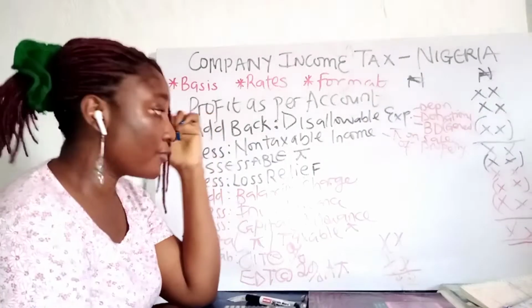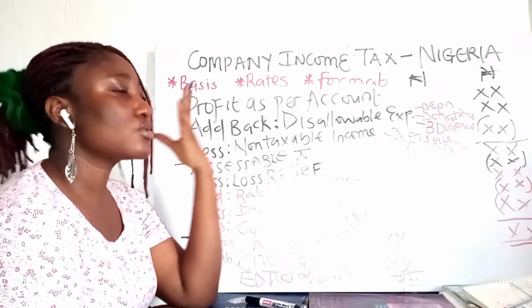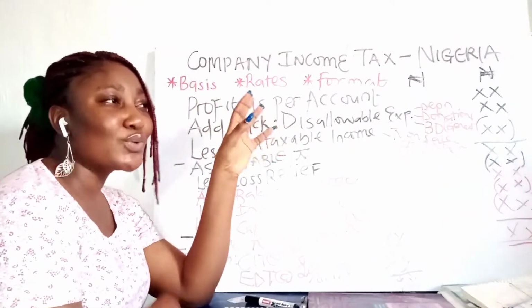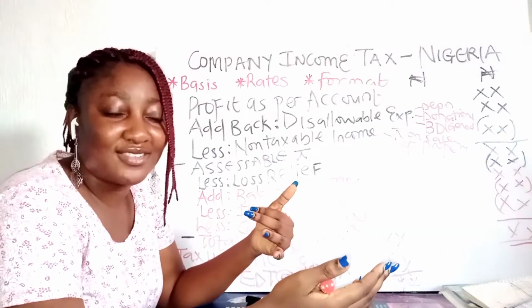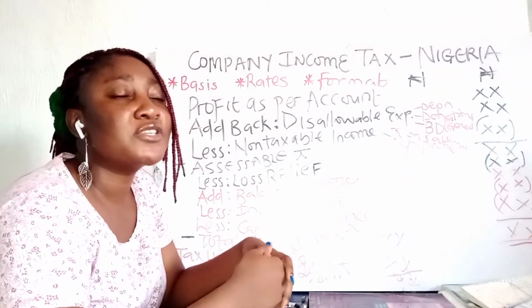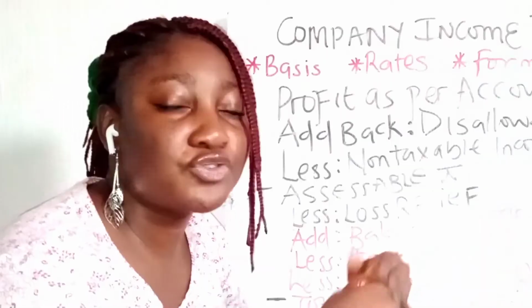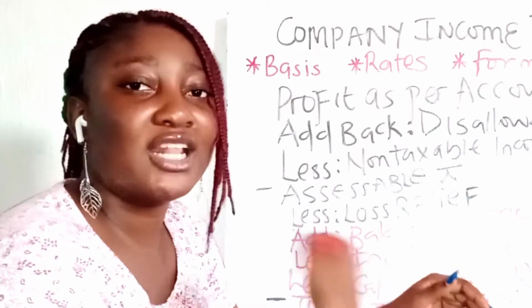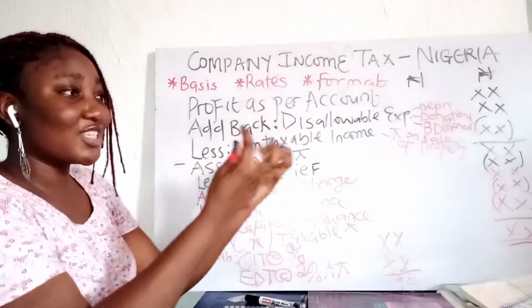Immediately after accessible profit, you're going to less your loss relief. Maybe I'll do a video on loss relief, because it's also a whole topic on its own in taxation. Loss relief is relief on loss. Maybe you made a loss of 5 million last year, but this year your profit is reading like 15 million. That loss you made last year, you should recover from that loss. So they will give you that loss, they will deduct it. So after you less your loss relief, it has reduced your accessible profit.